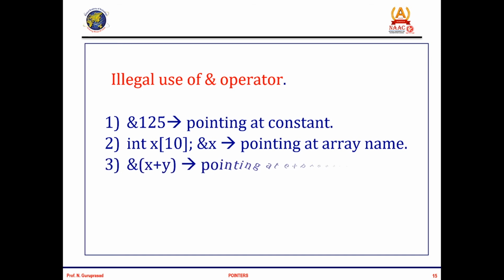And the last one is you cannot use ampersand operator pointing at a particular expression because suppose for example the value of x and y is some constant, so addition of both will again result into a constant, and hence the third illegal use of ampersand operator is more or less equal to the first illegal operator, that is pointing at constant. So these are three illegal use of ampersand operator.